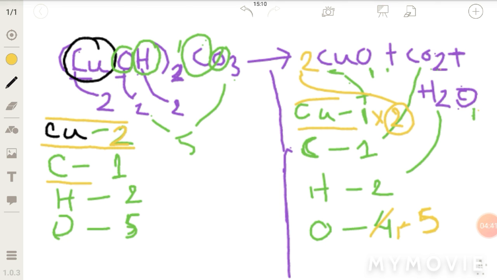Now check for the carbon. How many carbon we have? 1. How many carbon we have here? 1. So it is balanced. And how many hydrogen we have? Here we have 2, and here also 2. So this hydrogen also balanced. Now check the oxygen. Oxygen also we have 5. Here the oxygen also we have 5. So this equation is balanced.